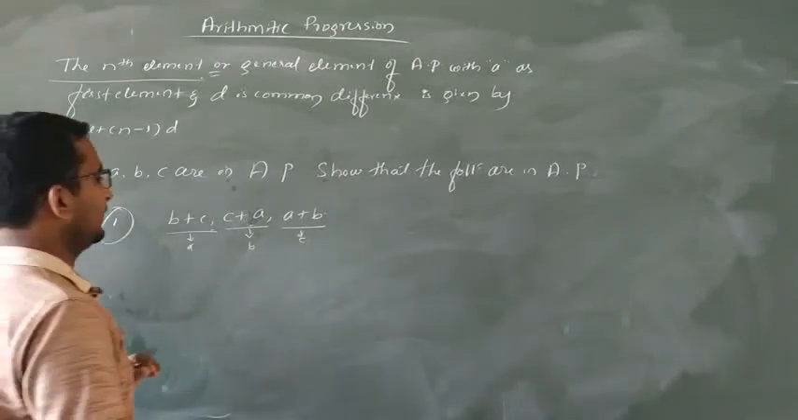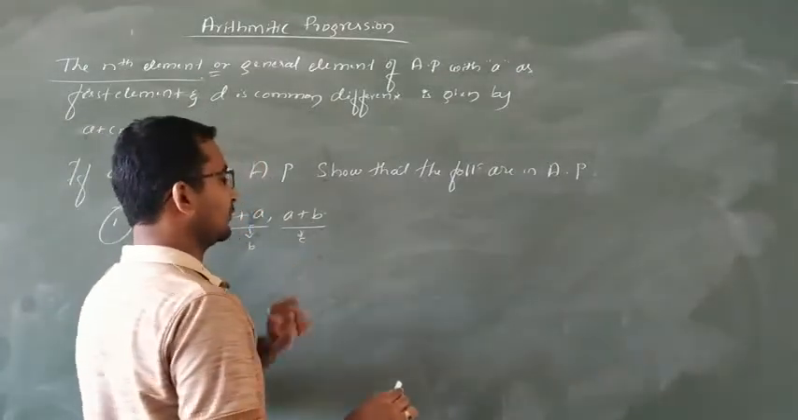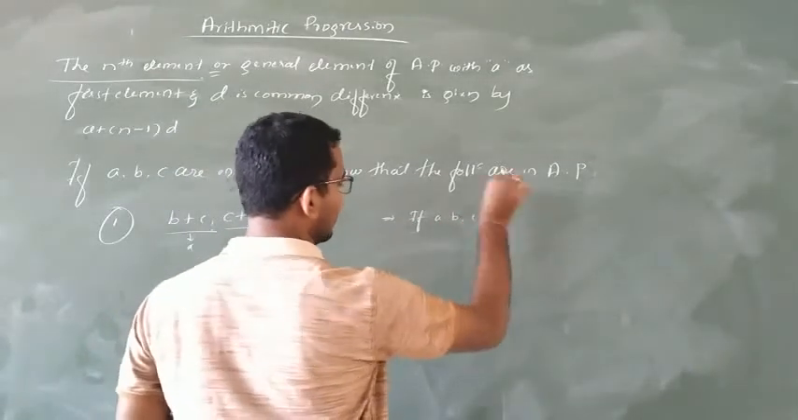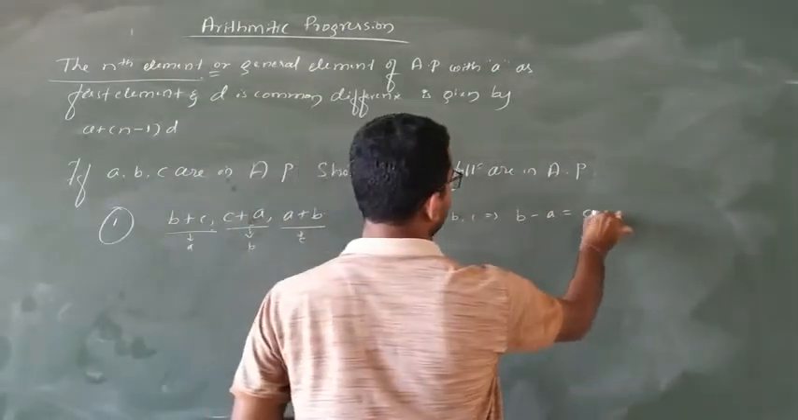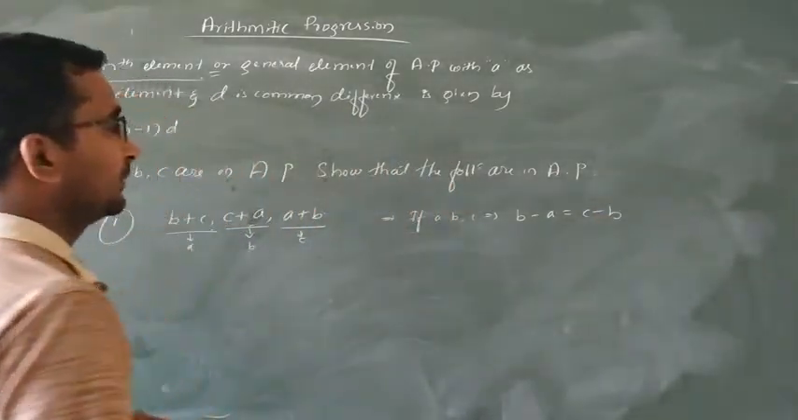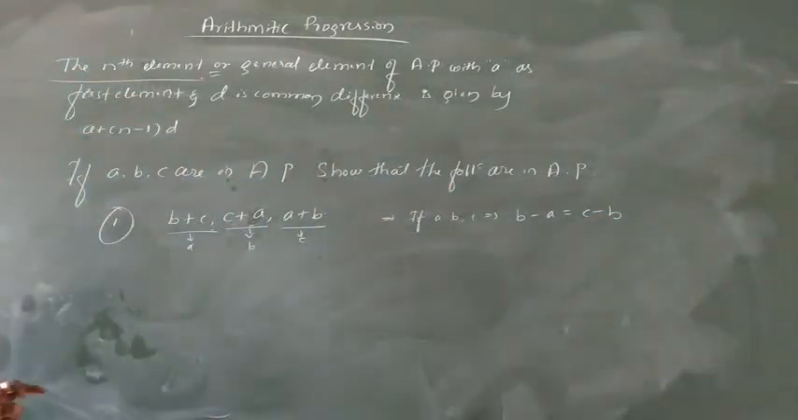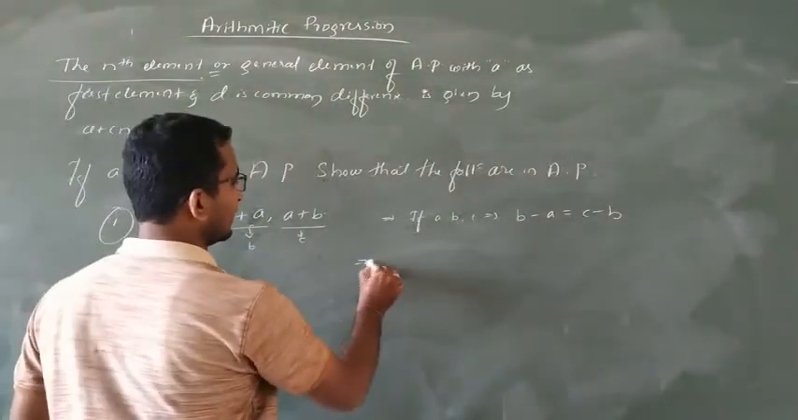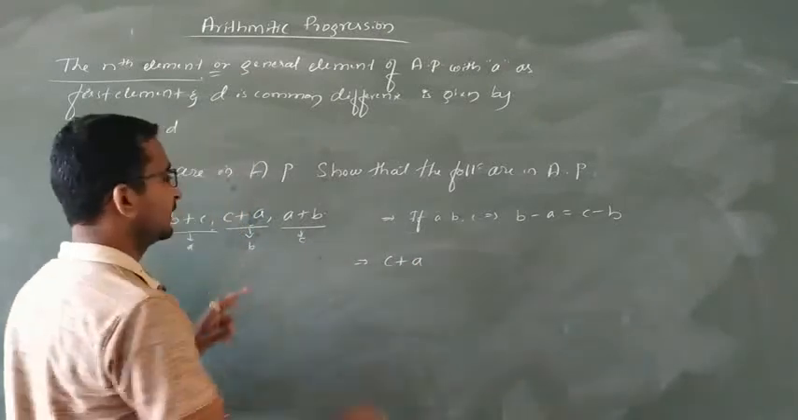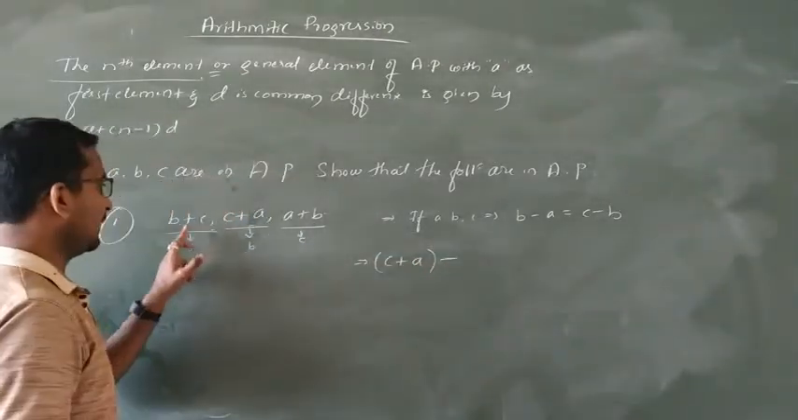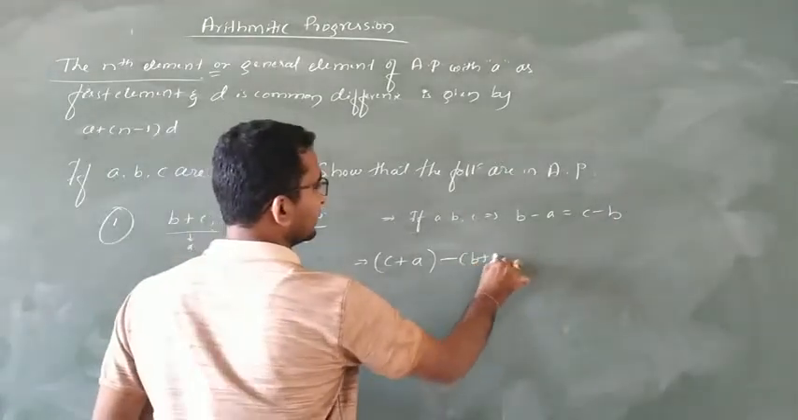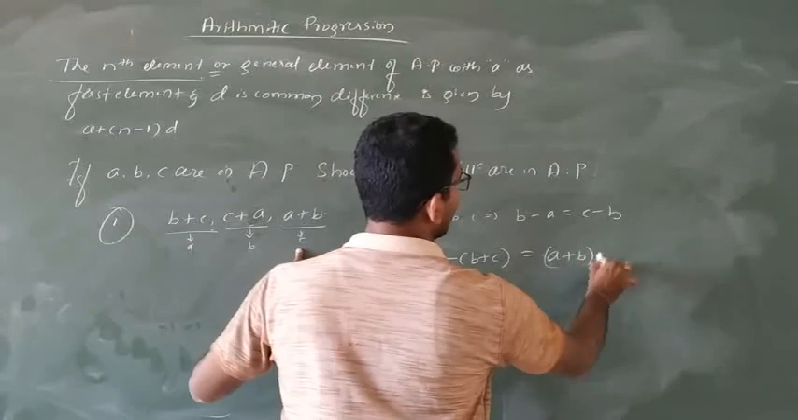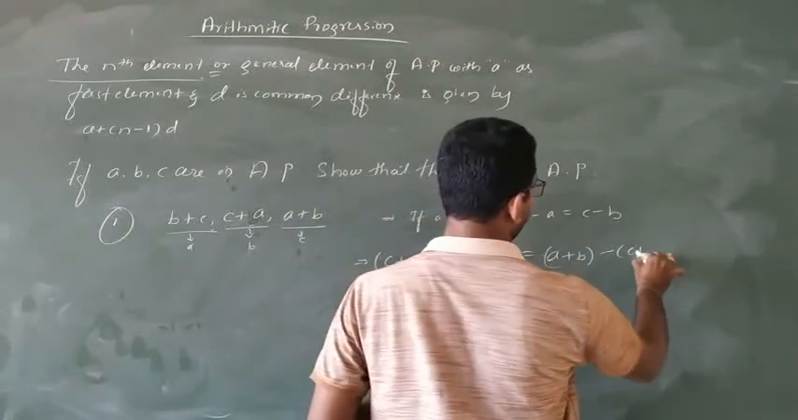So already we know that if A, B, C are in AP, then the condition to form an AP is B minus A is equal to C minus B. That condition we should get. So now in place of B I substitute C plus A, minus in place of A I substitute B plus C, is equal to in place of C, that is A plus B, minus B means again C plus A.